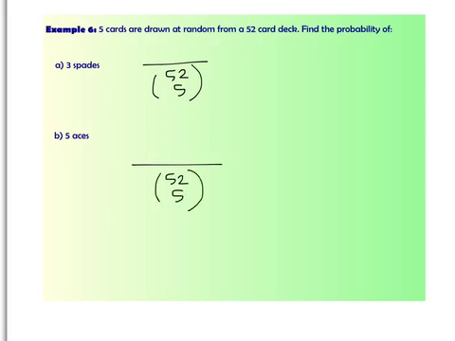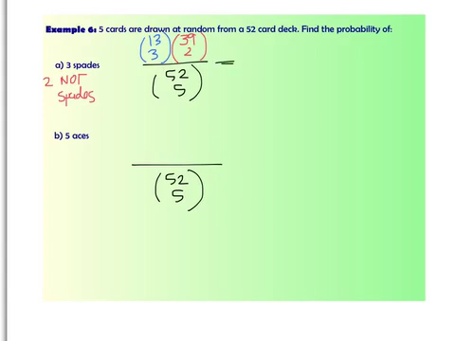Okay, let's do 3 spades. So there are 13 spades and you want 3 of them. But don't forget you have 5 cards in your hand, so you have to think about the other 2 that are not spades. So 2 not spades. The number of cards that are not spades in a deck are 39, because you would just subtract the 13 from the 52.